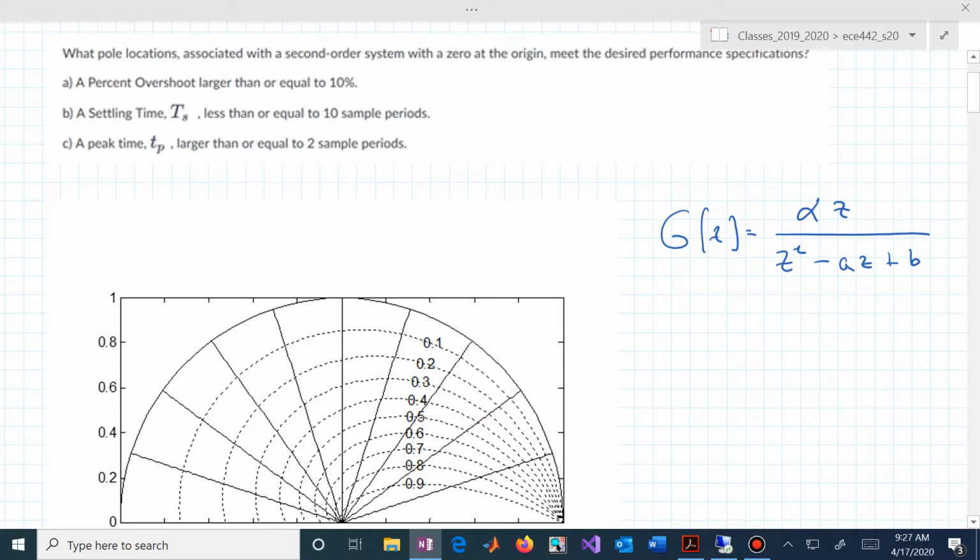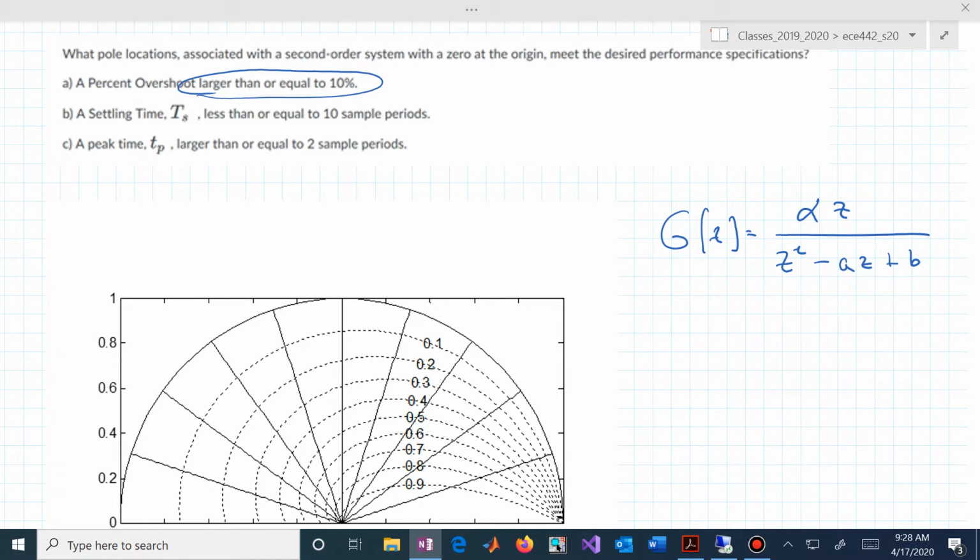So let's now work through this. It's asking for essentially the A and the B in this parameterized form of a second order transfer function, a percent overshoot larger than or equal to 10%. Now this is written a little bit differently than what you might think a percent overshoot spec needs to say. This is saying you can have a percent overshoot larger than 10. So we could have a 20% or a 30%. So relative to our breakfast cereal, this is outside the heart.